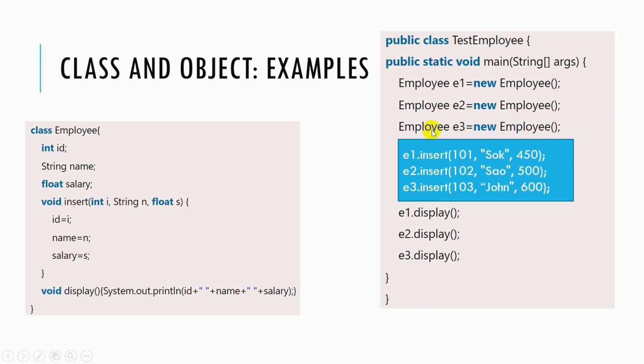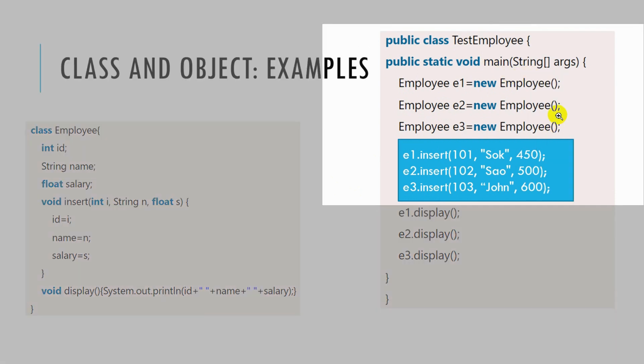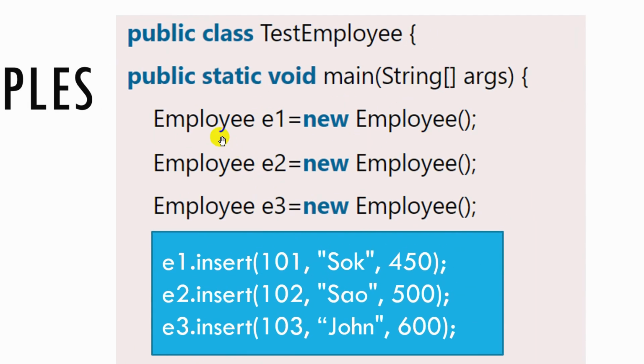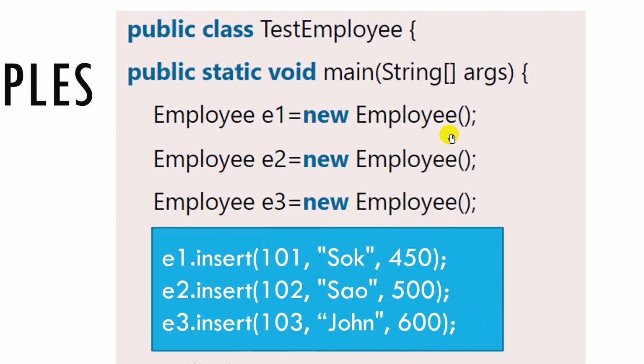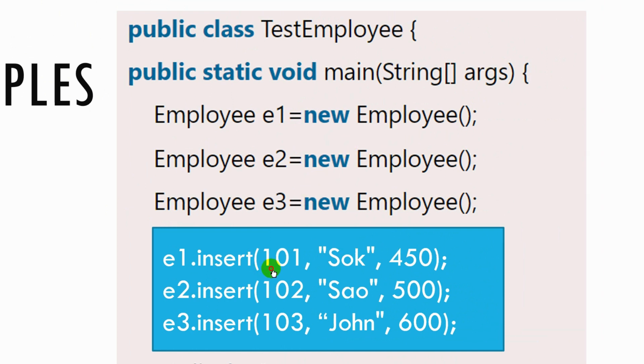For example, you can test this class by creating a new class. Let's say TestEmployee, as you can see on the right part here. Public static void main. In here we create 3 objects: E1, E2, and E3. Using the way we create an object, we call new, right? Employee is the class name that we defined here. E1 = new Employee, taking no parameter. This is called the constructor. We will take more detail in the next few slides about the constructor.